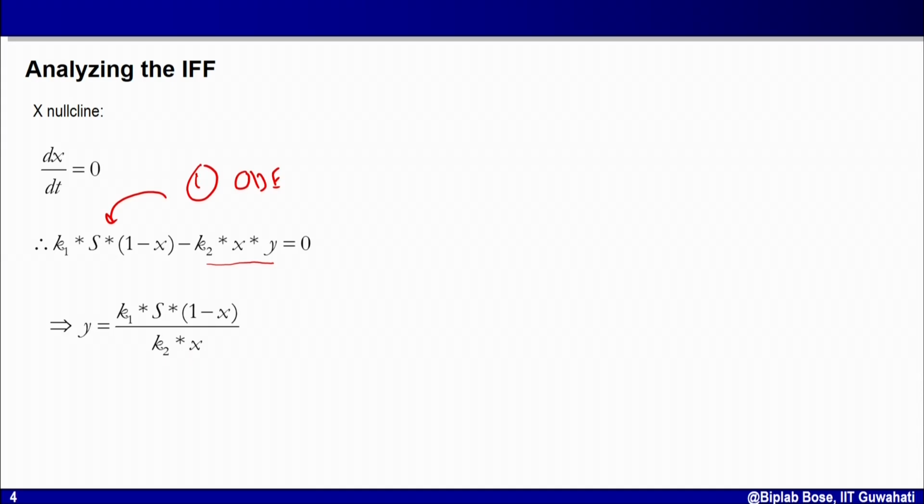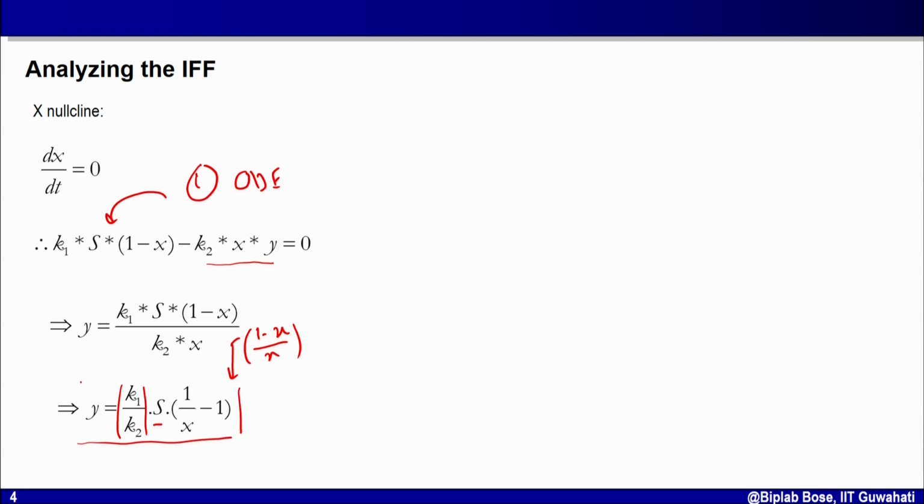I separate out the constant term. So I get k1 by k2 as one ratio, into s, the input signal, into 1 by x minus 1. This is nothing but this term: 1 minus x by x is nothing but 1 by x minus 1. So I have got this relation here. So this is my x nullcline.